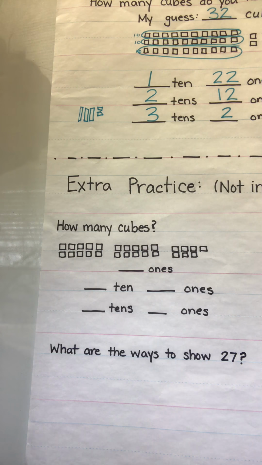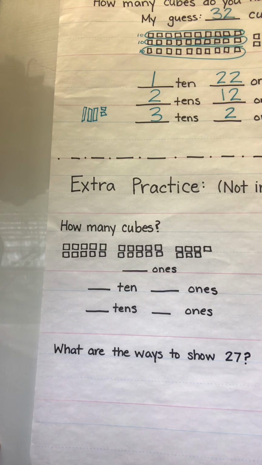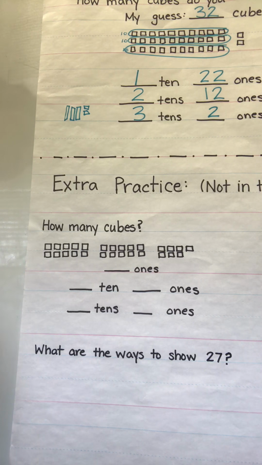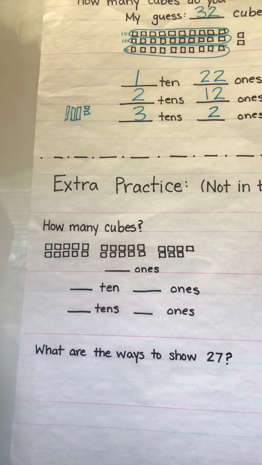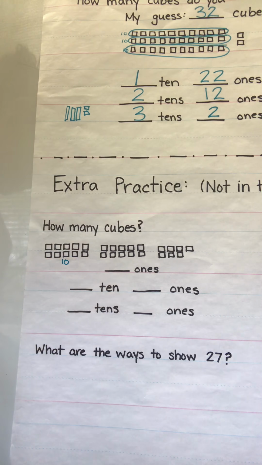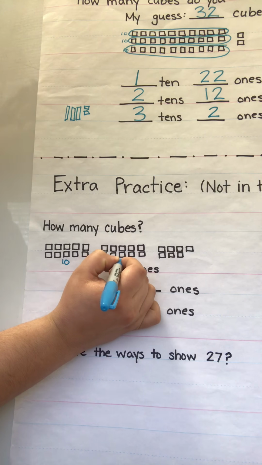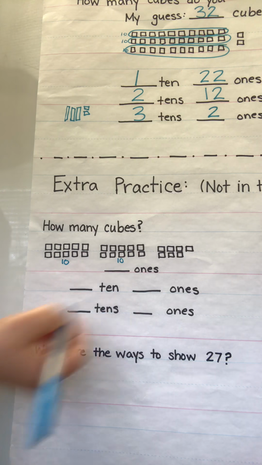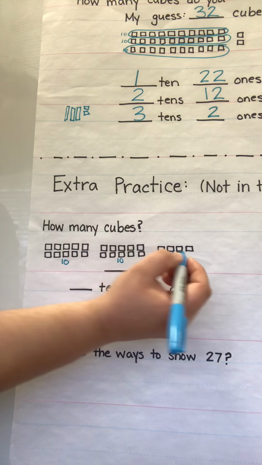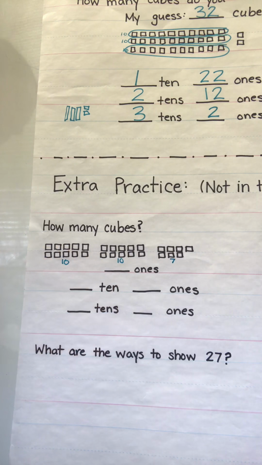With our extra practice, this is not in our math book. This is just so that you guys can see how to do this a little bit easier. So I've once again drawn out some cubes, and I've tried to group them pretty easily so that you can see them. So I'm going to tell you this is one group of 10. This is another group of 10. This is not a group of 10, as you can see. As you can see, there are 7 left over.